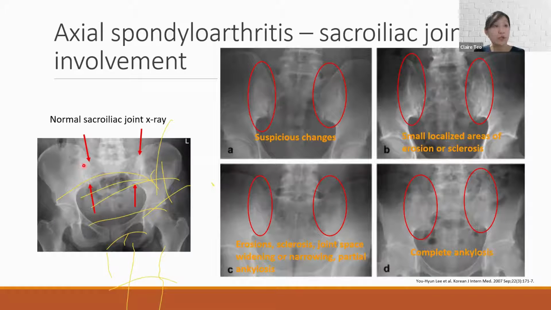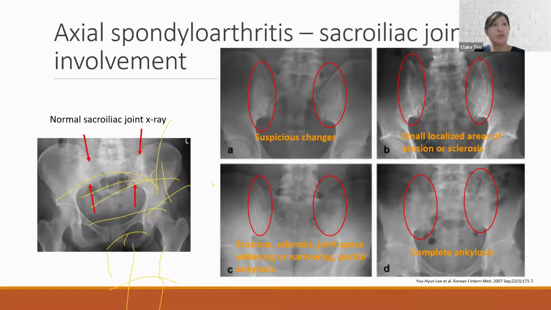Bone erosion refers to a break in the bone, that's what I showed earlier, whereas sclerosis refers to an increase in the density and hardening of bone, which is reflective of new bone formation, like what occurs in spine fusion. With joint inflammation, the bone is first eroded away, but as the body tries to heal, new bone is formed in spondyloarthritis, resulting in sclerosis, which may eventually result in fusion of the joint, meaning that there's no space at all between the bones.